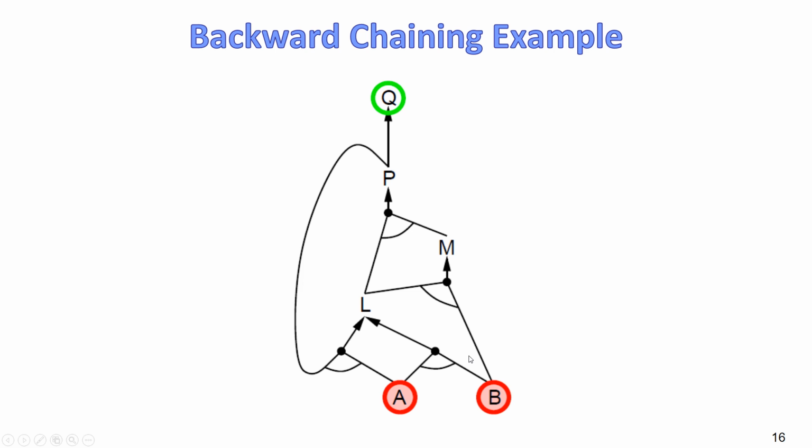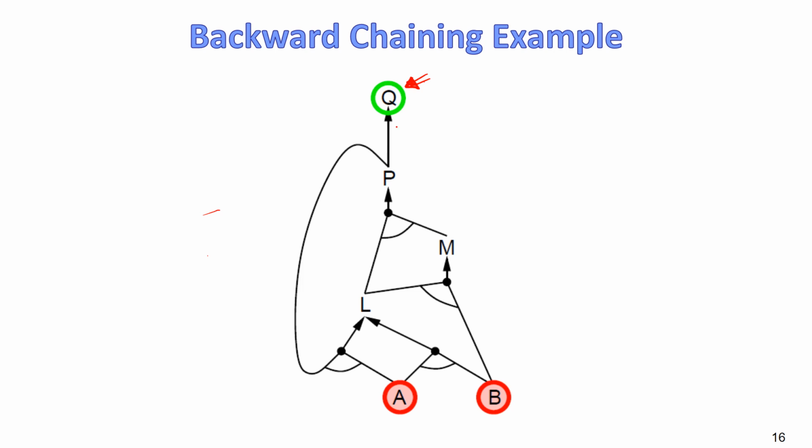So here we start, instead of starting with the known facts as we did in forward chaining, we start with the goal. Okay, so we start from the top with the goal. And we keep track of a stack of sub goals. So starting from this Q, we add this symbol now to the stack.